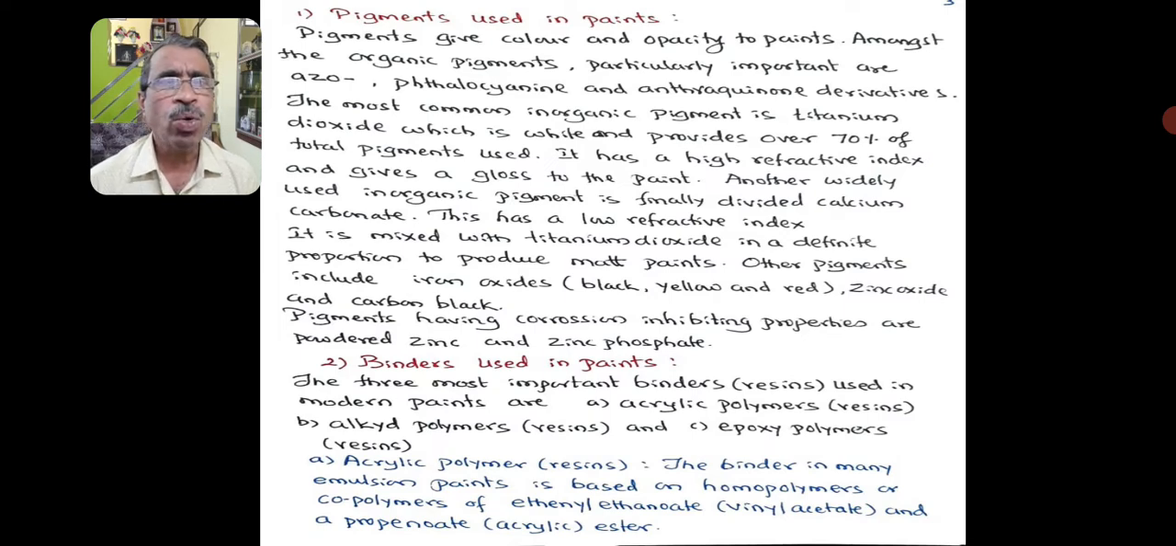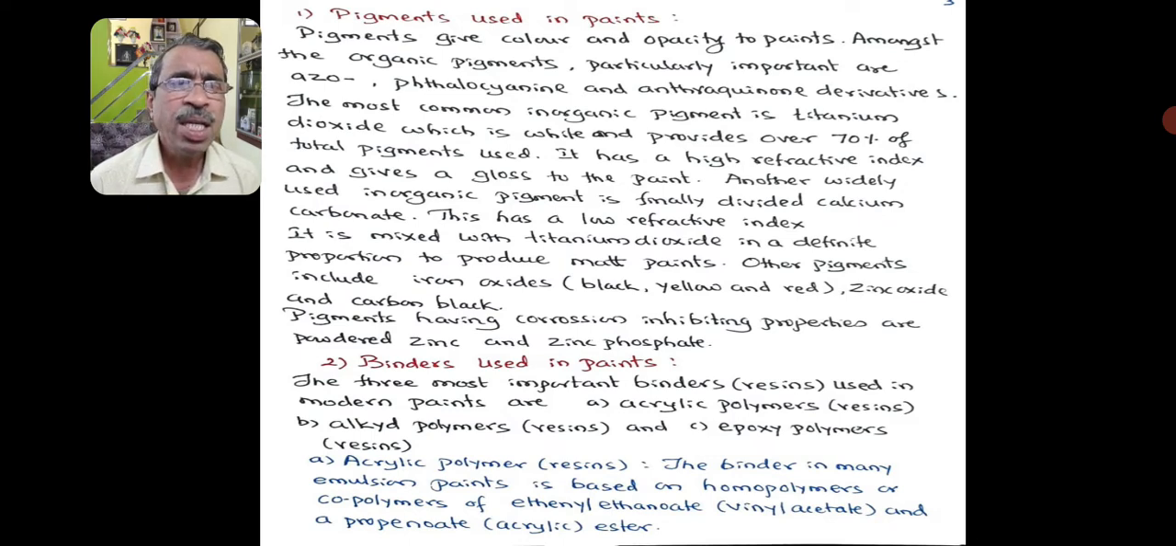Pigments that have corrosion inhibition properties are powdered zinc and zinc phosphate. Coming to the second component of the paint, that is the binders. Of the binders used in paints, the three most important used in modern paints are acrylic resins, alkyd resins, and epoxy polymers.